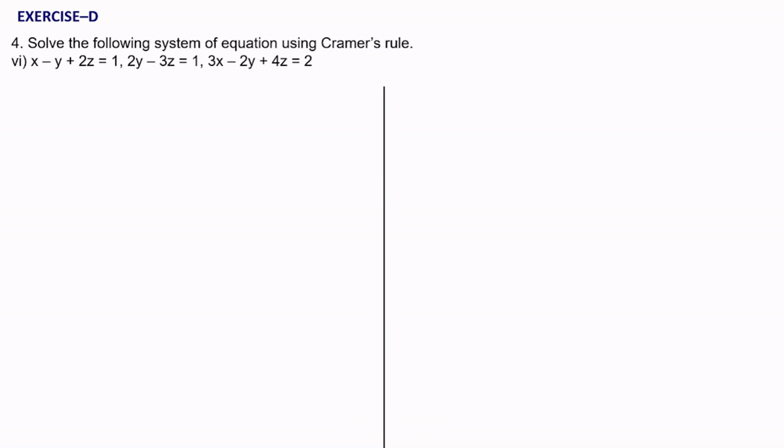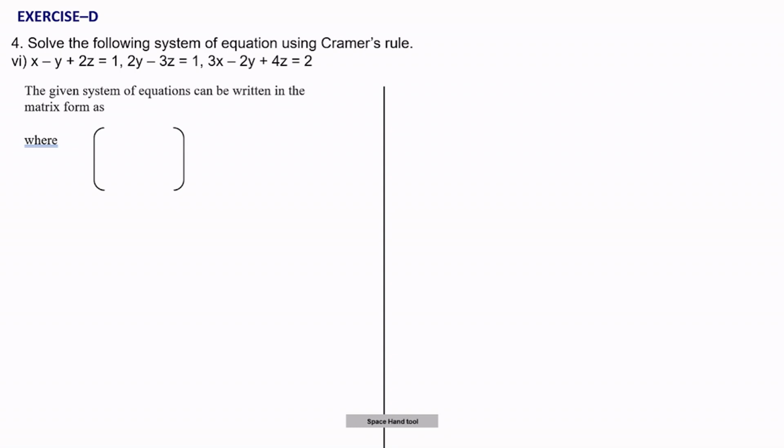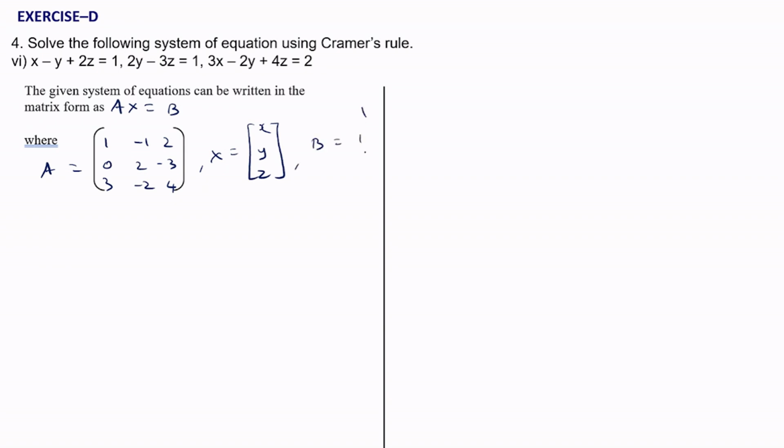Moving on, next question. X minus y plus 2z equal to 1, 2y minus 3z equal to 1, 3x minus 2y plus 4z equal to 2. Same question we have solved in matrix method also. Now we have to solve this using Cramer's rule. So the given system of equations can be written in the matrix form as Ax equal to B, where A equal to 1 minus 1, 2, 0, 2 minus 3, 3 minus 2, 4. X is the variable matrix x, y, z and B is the constant matrix 1, 1, 2.